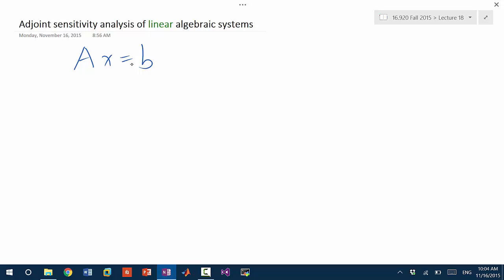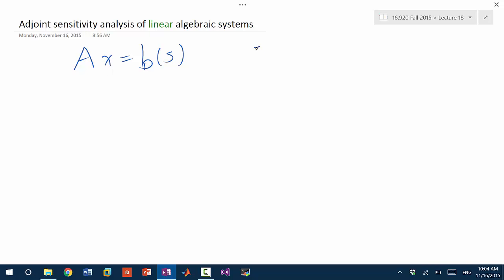And let's also imagine this right-hand side b is controllable. It can be controlled by a certain parameter. Let me just set as s. So s is my control. It can be the shape of my airplane. It can be the design of my jet engine. It can be the water injection schedule of an oil reservoir. Okay, and the solution x is the solution of the PDE.